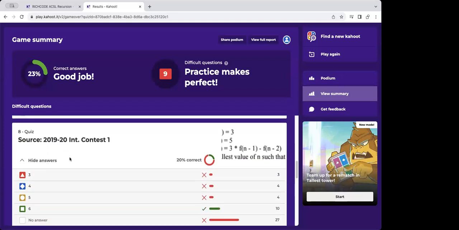Okay, so this was an official problem. I won't go over it. The solutions are in the Google Drive. You can go take a look at it.